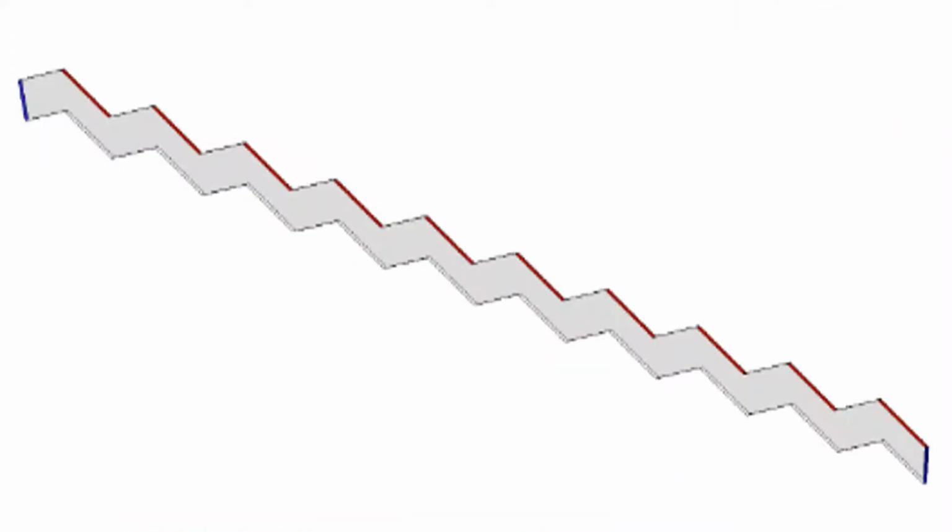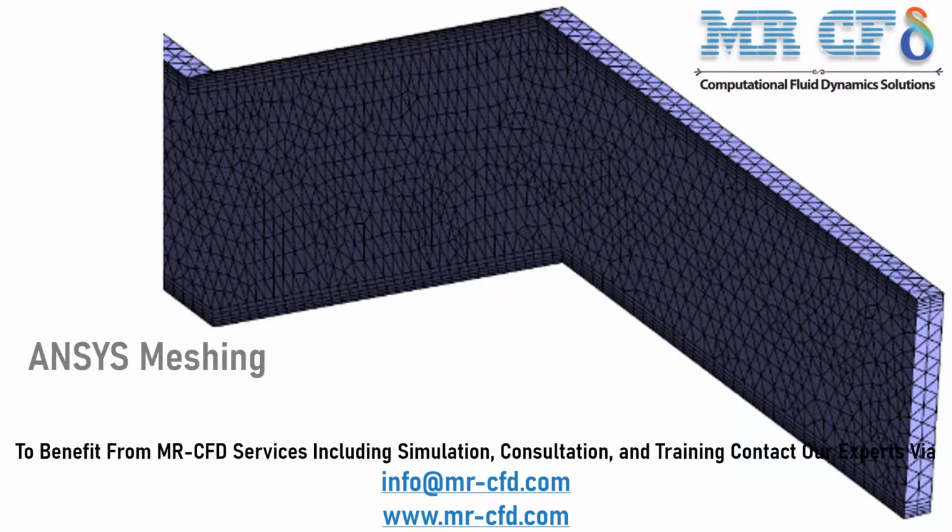The present model is drawn in 3 dimensions using Design Modeler software. The meshing of the model has been done using ANSYS meshing software, and the mesh type is unstructured.